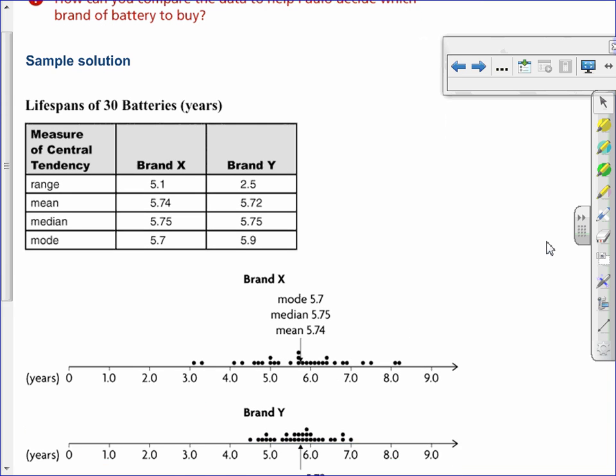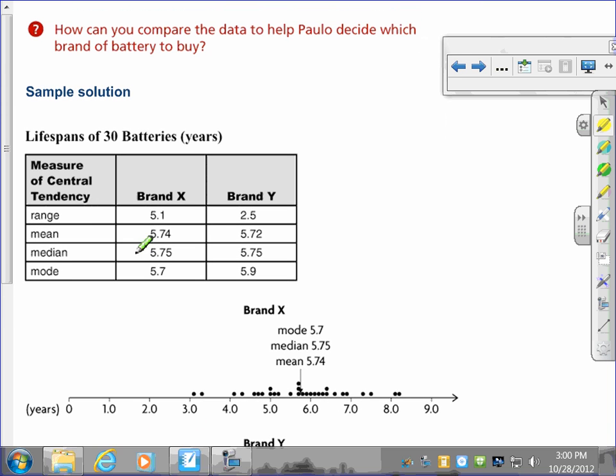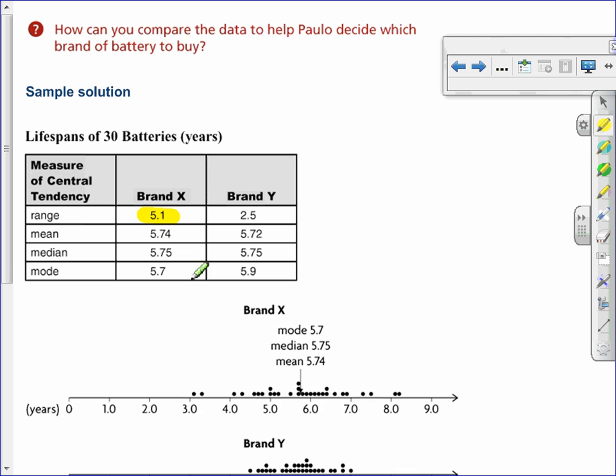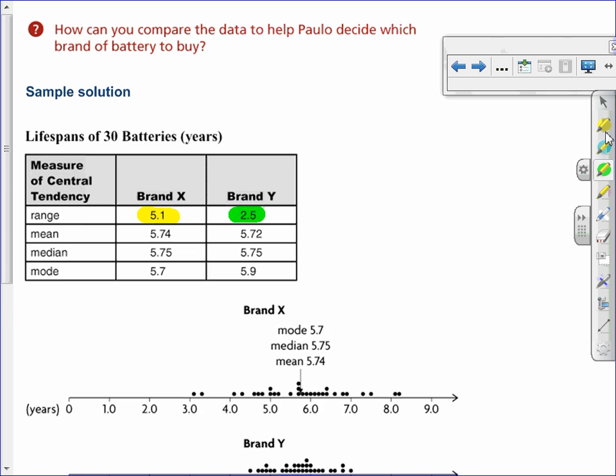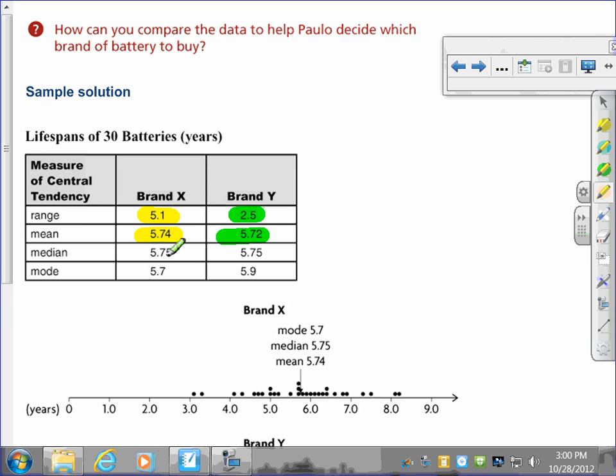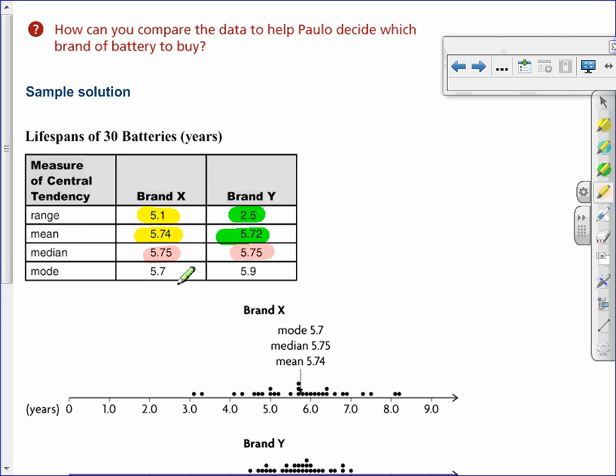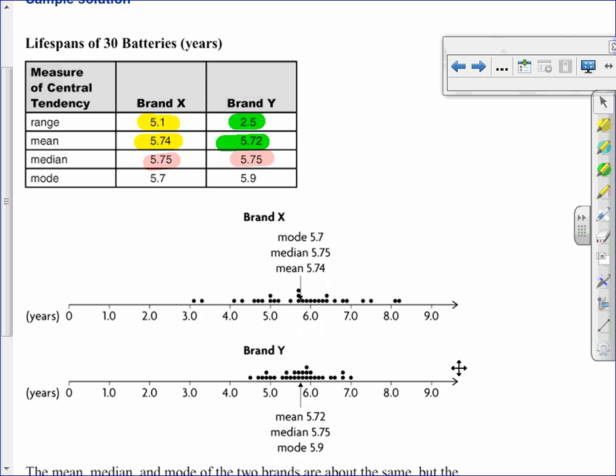Here are some information pieces about the brands. The range for brand X is significantly more than brand Y. The mean for brand X, which is the average, is about the same as brand Y. And their medians are exactly the same, and their mode slightly different. From that information, do we know much? Well, a little bit, but not as much as we see from this line graph.